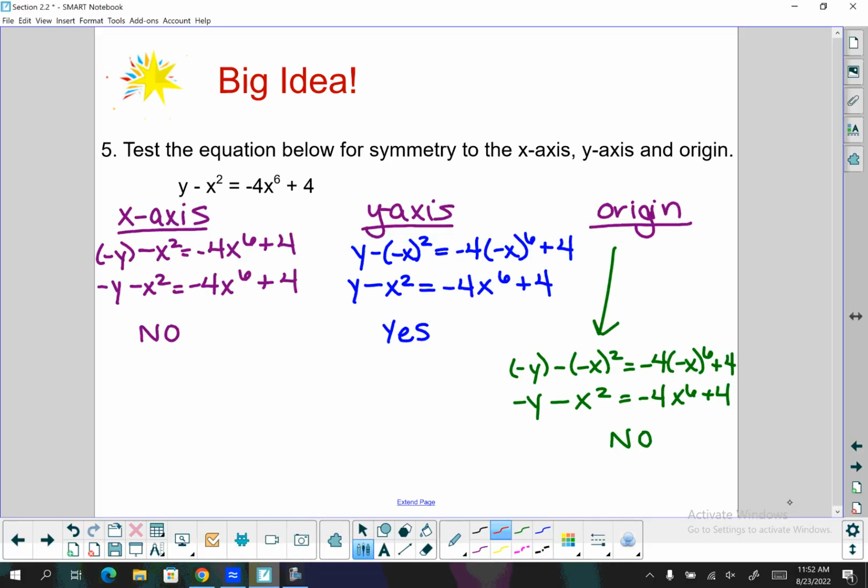Let's check. X-axis is a no, y-axis is a yes, origin is a no. Any questions? Yes. If two get a no, is it automatically for origin? Only if it's a yes and a no. If you get 2 no's, it can be a yes. And let me show you an example. Actually, that was my next example.